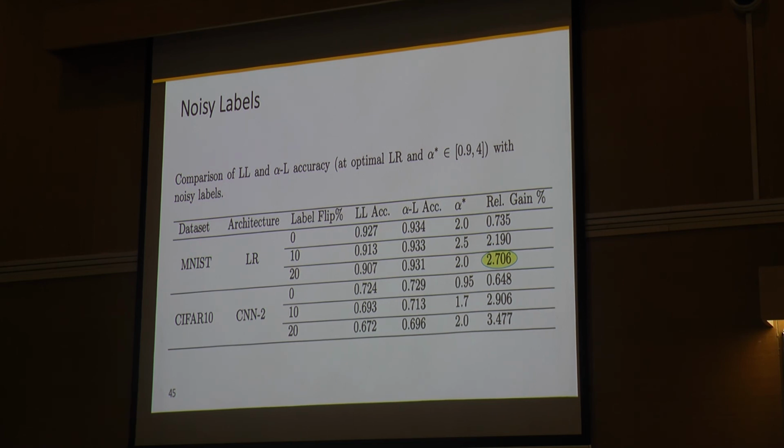All right, so we considered the standard logistic regression architecture because we obviously have theory for it, but we also went beyond and looked at a two-layer architecture, meaning two back-to-back CNN layers with pooling. So that's a CNN2. The way we do this experiment is we flip a certain fraction of the labels, right? If you did not flip any labels, what you're seeing here is the accuracy of log loss, the accuracy of alpha loss, and the relative gain. And obviously you also see what alpha is maximizing. As you increase the number of labels that are flipped, and you go up to say 20% flipping of labels, you actually get a sufficient gain from increasing alpha.